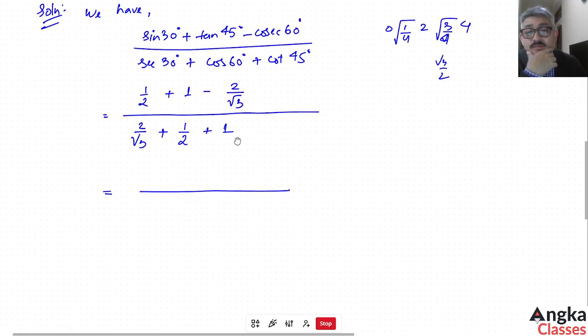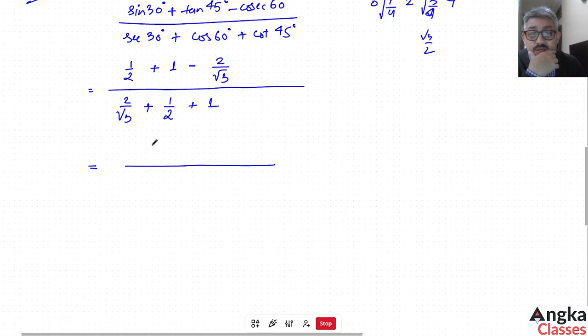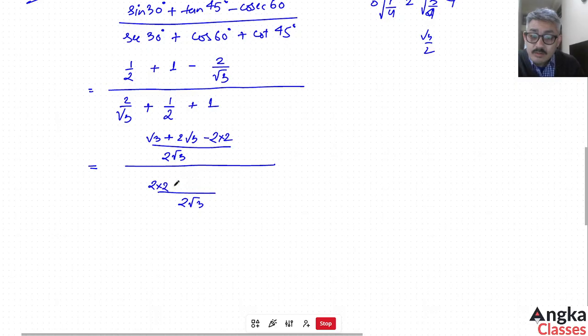Now, let us continue. So take the LCM, the LCM is 2 root 3. Dividing 2 root 3 by root 3 gives 2, so we have minus 2 into 2. Similarly, taking the LCM 2 root 3, root 3 divided by 2 gives 2 into 2, plus root 3 plus 2 root 3.